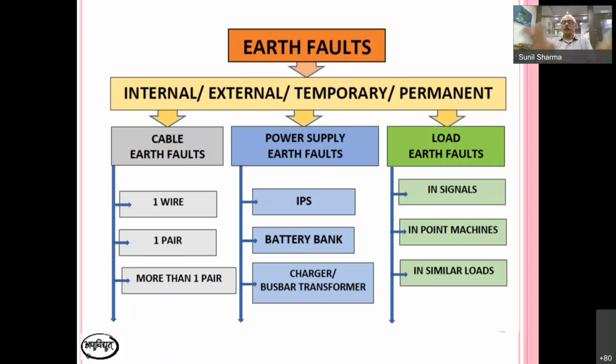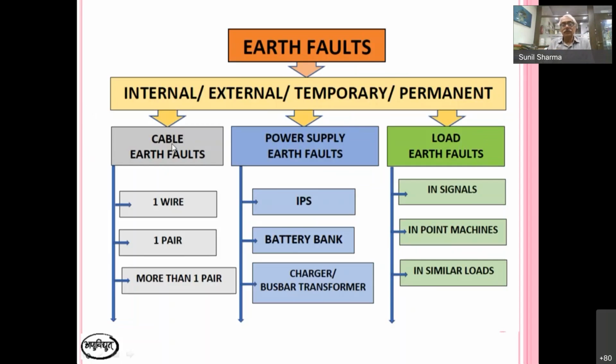These faults occur in lines, cable, power supply, and load. These are the three things. No doubt, in circuitry also, but it is rare to very rare, because if circuitry has these earth faults, it cannot work. So it is free from these earth faults, because it is our experience also.